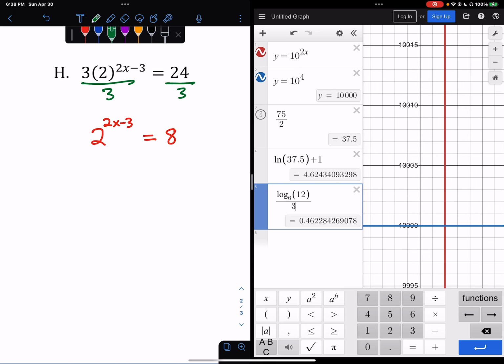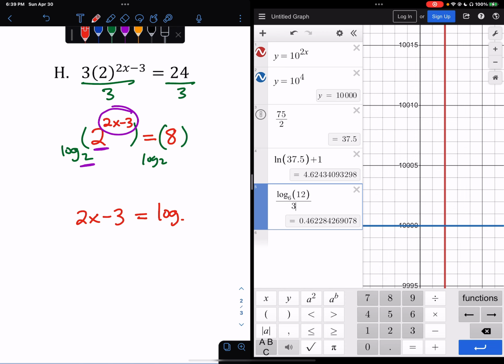On the left side, we have a base 2. So how do we undo a base 2? That would be a log base 2. So on the right side, I also need log base 2. This gives us, on the left, the log base and the base are the same, so the exponent becomes my answer. 2x minus 3 equals the log base 2 of 8.